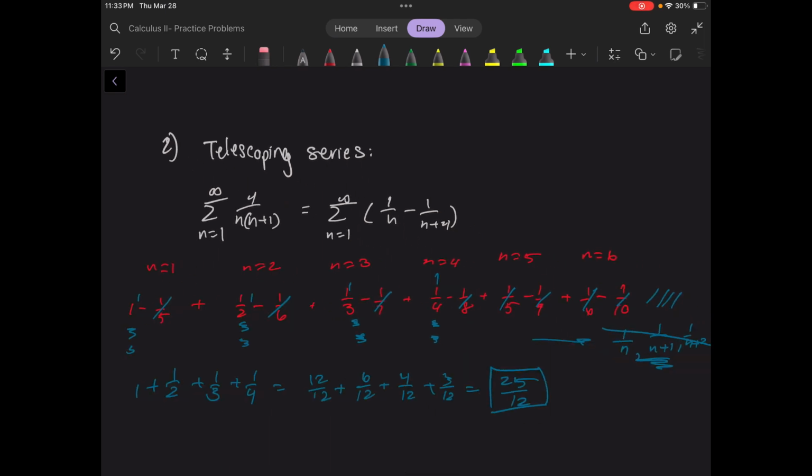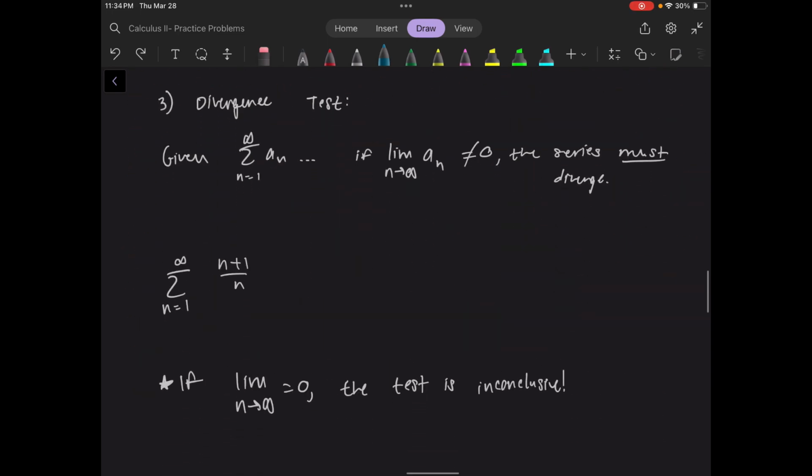So go watch the partial fractions video if you need a refresher on how to do this. But all that we're worried about with telescoping series is seeing which terms will knock each other out, right? So that's pretty straightforward. We can also look at the divergence test. After that, we'll look at the third kind of convergent series.